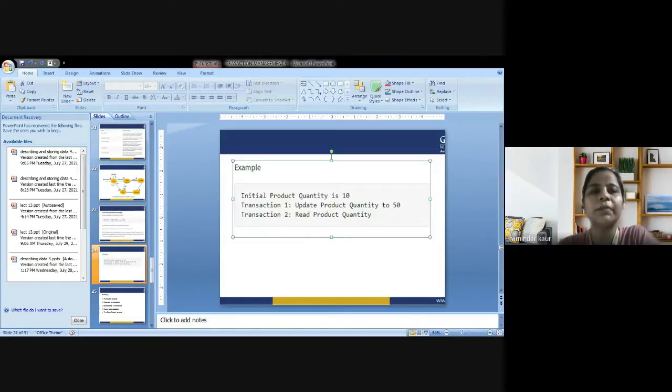Next is serializability. It is the process of searching for a concurrent schedule whose output is equal to the serial schedule where transactions execute one after the other. So depending on the type of schedules, there are two types of serializability. First is concerned with conflict, second is concerned with view.